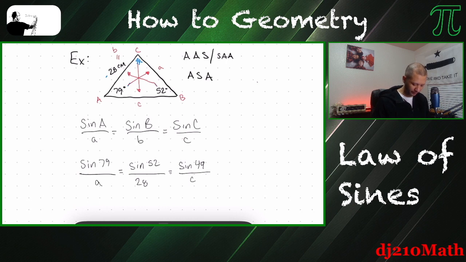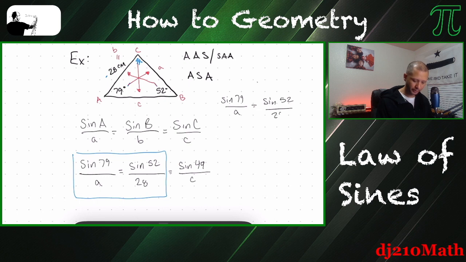So if I solve for A first, we want to solve just these two ratios, and we're going to disregard the sine 49 over C ratio. So off to the side, I'm going to say sine 79 over little a is equal to sine 52 over 28. All right, now it's a proportion that's set up, and we want to solve for the single variable. Right? We only have one variable, little a.